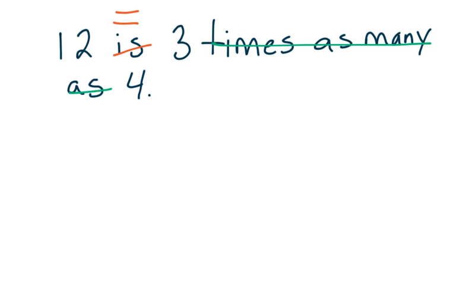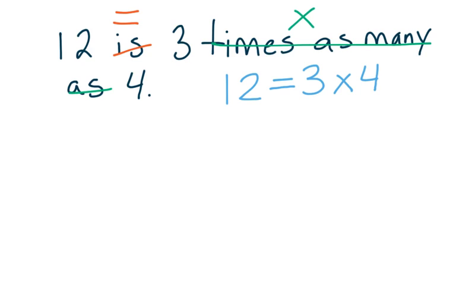We're going to cross that whole thing out, and all we're going to do is put a multiplication sign above it. We can go ahead and rewrite this problem as 12 is or equals 3 times as many as 4. And that's it. 12 is 3 times as many as 4.